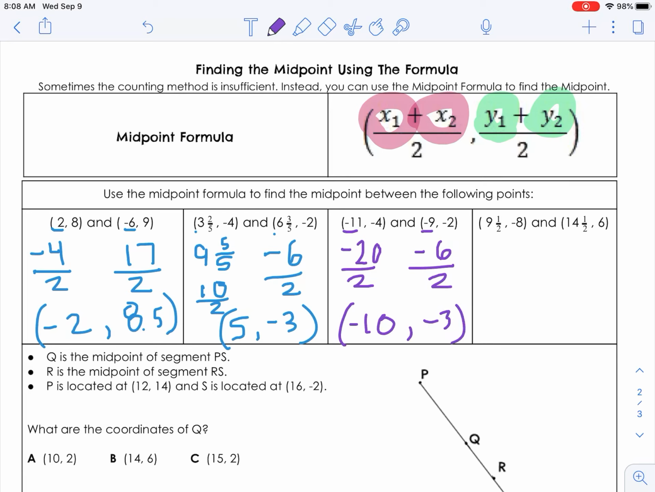All right, and our last example, we're going to do the exact same thing. We're going to add our x's. 9 and 14, that's 23. And then we're going to add our fractions. 1/2 and 1/2 is just 2 over 2, which is still 1 whole, which creates 24. And then we're going to add our y's. -8 and 6 is -2. Divide them both by 2, 12. And -2 divided by 2 is -1.